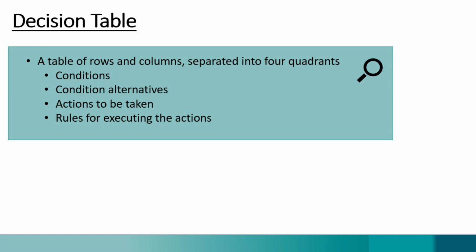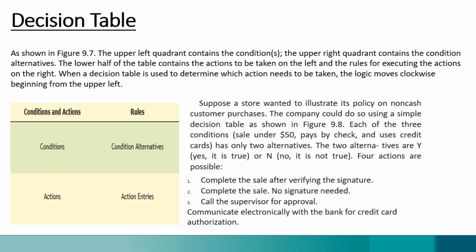Conditions. Condition alternatives. Actions to be taken. Rules for executing the actions. In a decision table, as shown in figure 9.7, the upper left quadrant contains the conditions, the upper right quadrant contains the condition alternatives. The lower half of the table contains the actions to be taken on the left and the rules for executing the actions on the right.